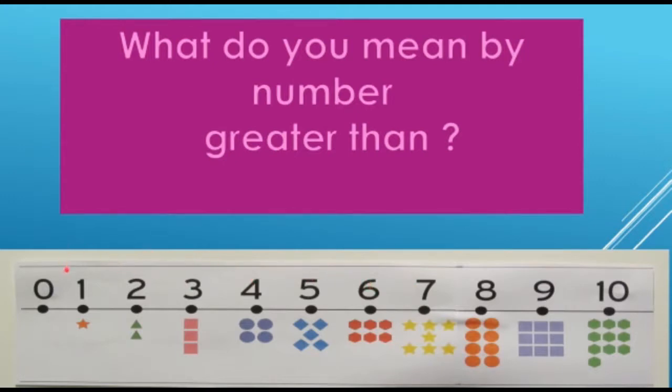8 is greater than 7, 6, 5, 4, 3, 2, 1, 0. 9 is greater than 8, 7, 6, 5, 4, 3, 2, 1, 0. 10 is greater than 9, 8, 7, 6, 5, 4, 3, 2, 1, 0. Now, all of you understood: a greater number is one number increased. One number is added. Okay.